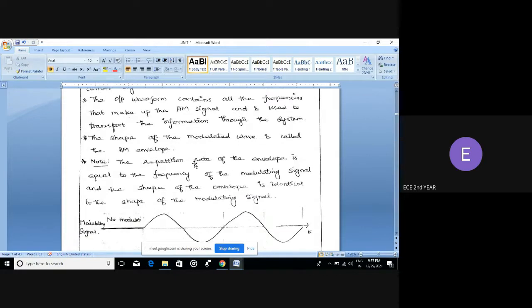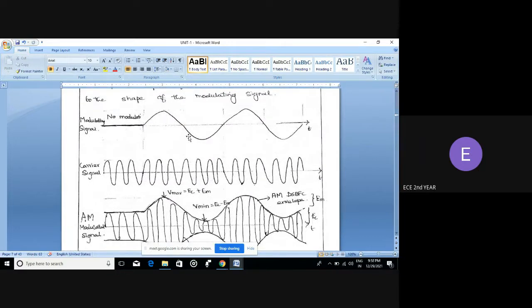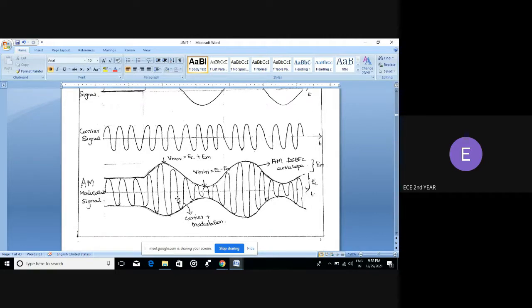Okay, let us see the three signals together. This is the unmodulated signal, the carrier signal, right? And the third one we call the AM envelope, the upper part and the lower part of this particular diagram, in which the information is presented. Here two types of bands will be available. One we call the lower sideband, and the other we call the upper sideband. That is nothing but here.